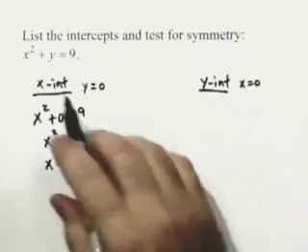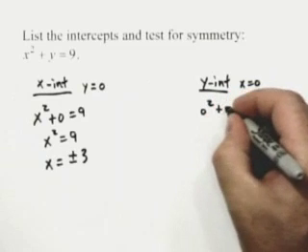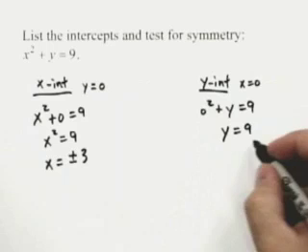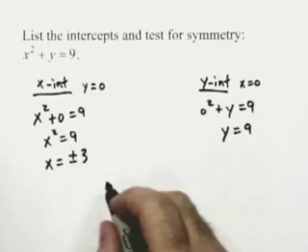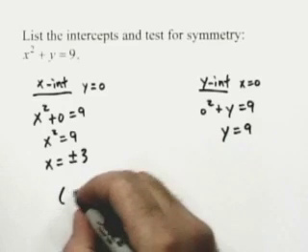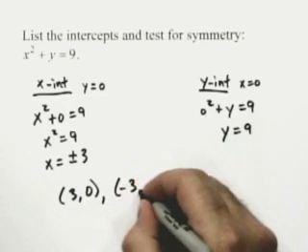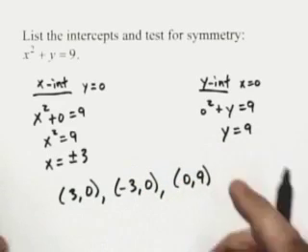For the y-intercept, we'll let x equal 0 in our equation. We'll have 0 squared plus y equals 9, or just y equals 9. So we have one y-intercept with y equal to 9. We can list these intercepts: (3, 0), (negative 3, 0), and (0, 9).